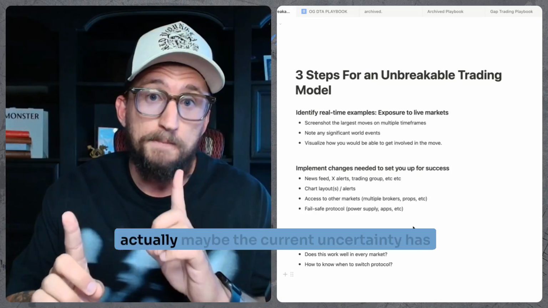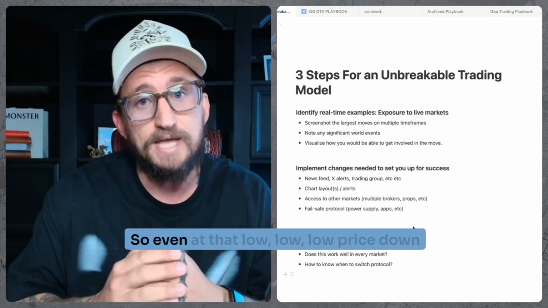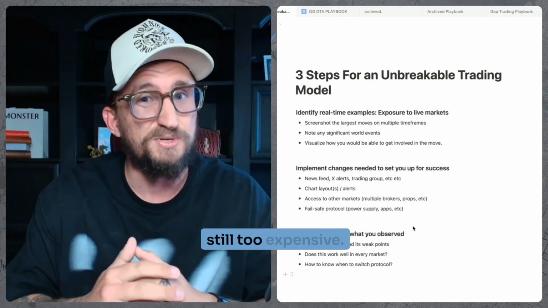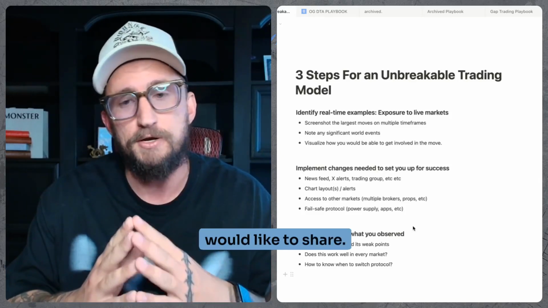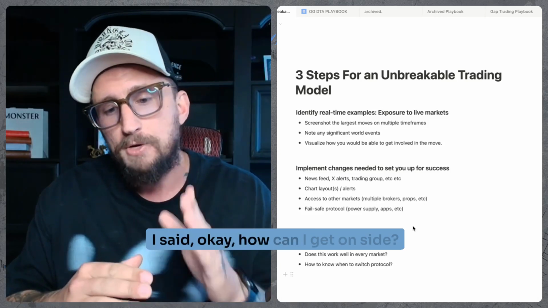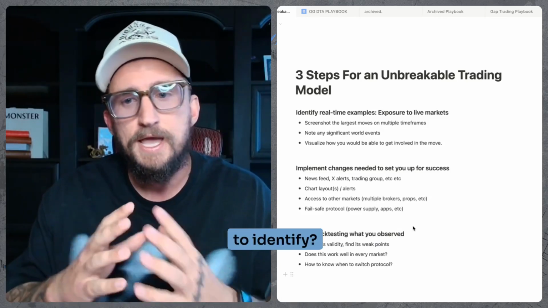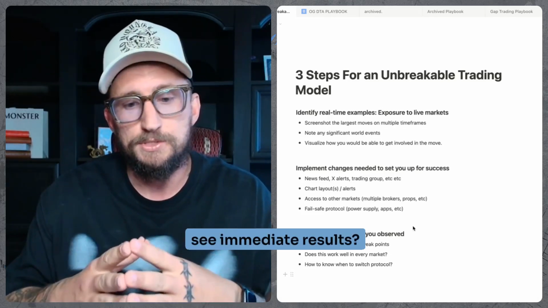Or actually, maybe the current uncertainty has the market way overvalued. So even at that low, low, low price, down hundreds of points on the day, maybe it's still too expensive. So that is a point of perspective that I would like to share. And it's something that I had to reflect on as well for myself. And I said, okay, how can I get on side? Is there any sort of moves that I can start to identify? And from there, how do I implement that into my trading to see immediate results?